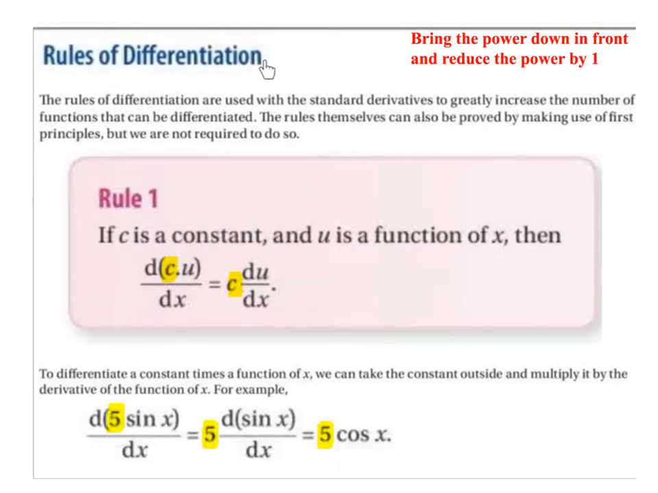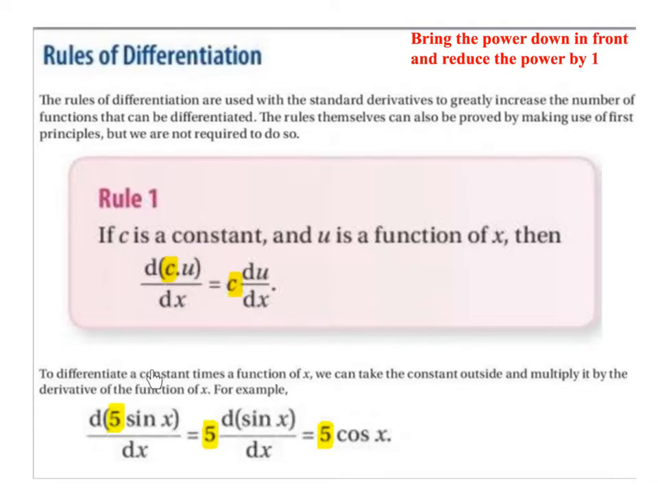Rules of differentiation. The rules of differentiation are used with the standard derivatives to greatly increase the number of functions that can be differentiated. The rules themselves can also be proved by making use of first principles, but we are not required to do so. Rule number 1. If c is a constant and u is a function of x, then d c times u dx is equal to c times du dx.